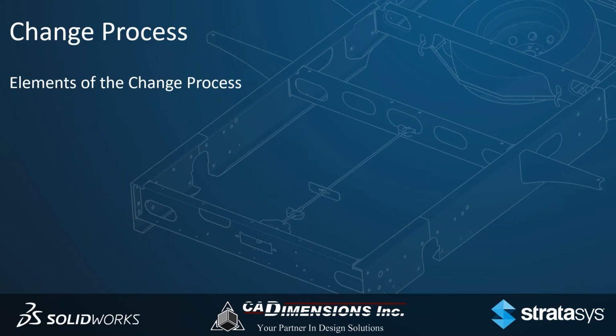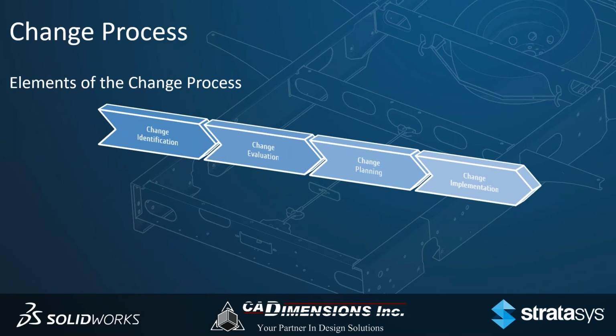It's internal process changes, it's document changes, it's engineering changes, it's tooling, it's all the things in your organization, even how you deal with customers. But it really comes down to 4 elements. First of all, you have to identify what needs to be changed. You need to evaluate that change. You need to understand the impact, the cost, the groups involved.